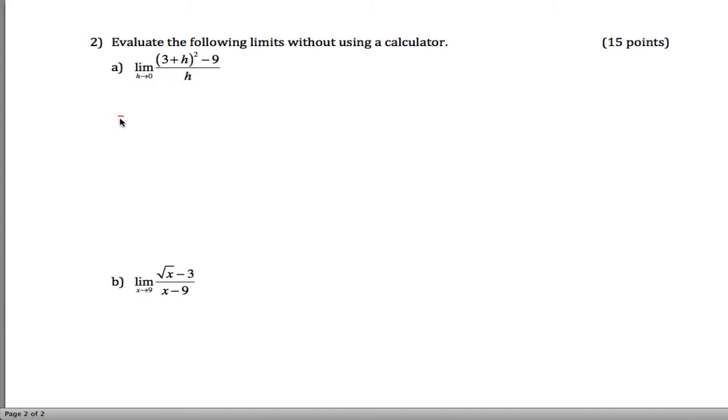So what we want to do is say that this is the limit as h approaches 0 of, we want to simplify this thing. (3 plus h) squared is 9 plus 6h plus h squared.